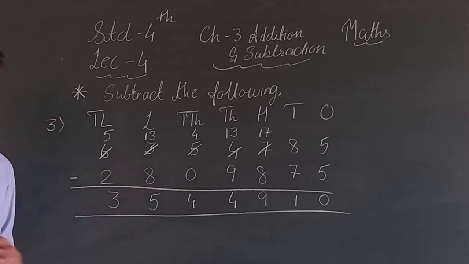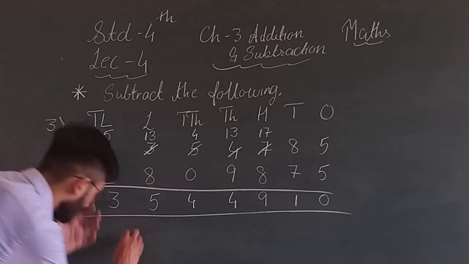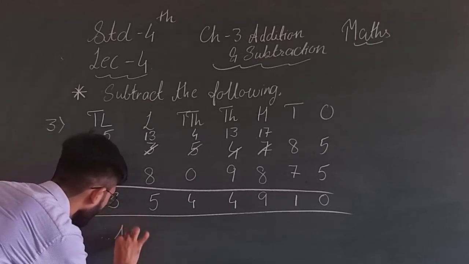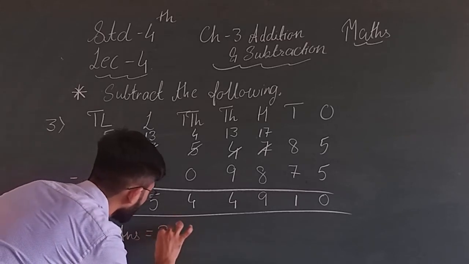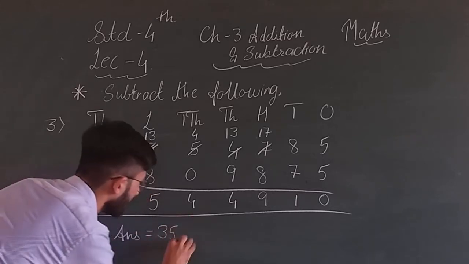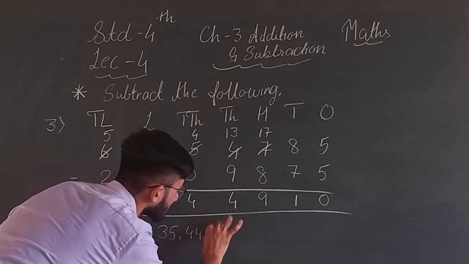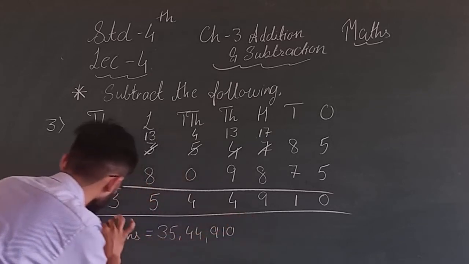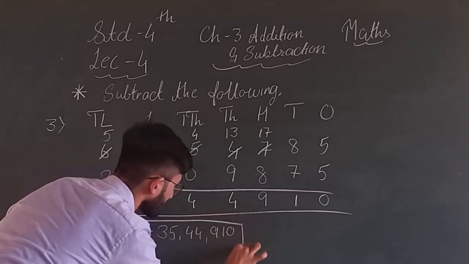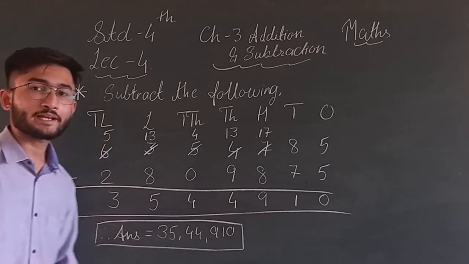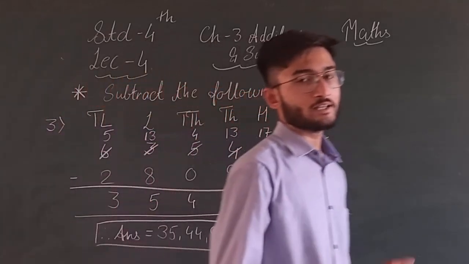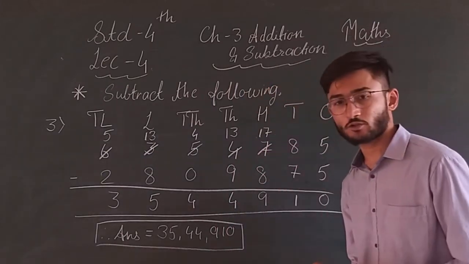So what the answer we get is 35,44,910. Therefore, the answer is equal to 35,44,910. So this is the answer. What is the answer to us? 35,44,910. Once again I am going through the sum.